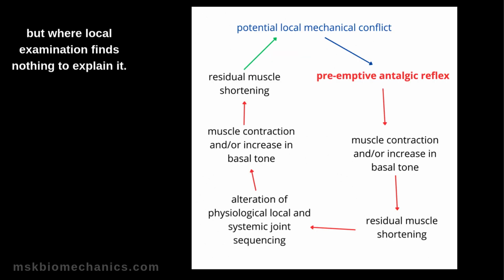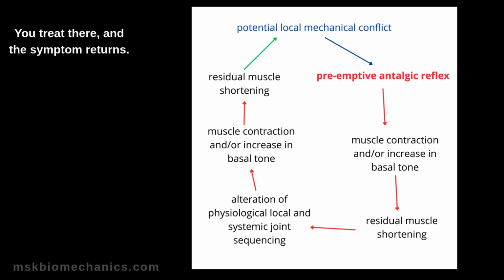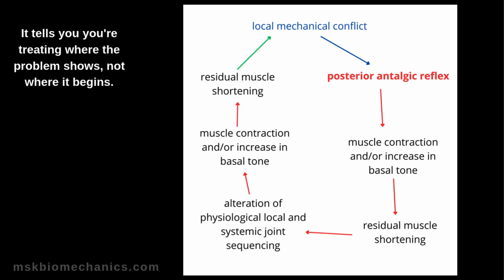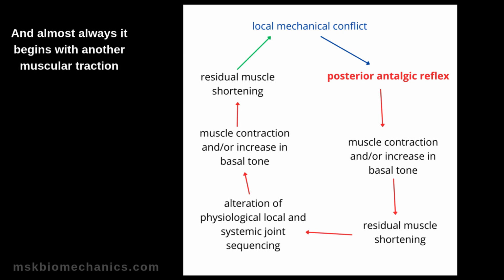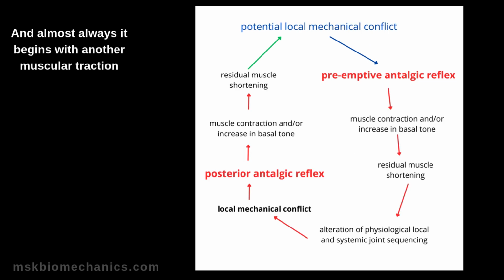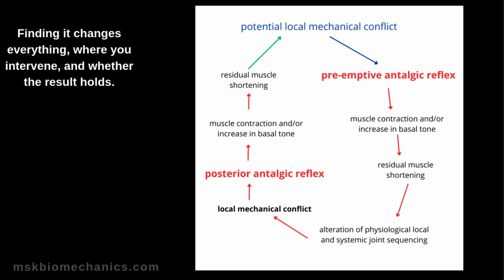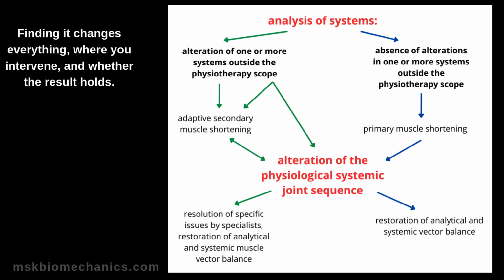A knee that aches, but where local examination finds nothing to explain it. You treat there, and the symptom returns. That return isn't a failure. It's information. It tells you you're treating where the problem shows, not where it begins. And almost always it begins with another muscular traction in another region that discharges there. Finding it changes everything, where you intervene and whether the result holds.